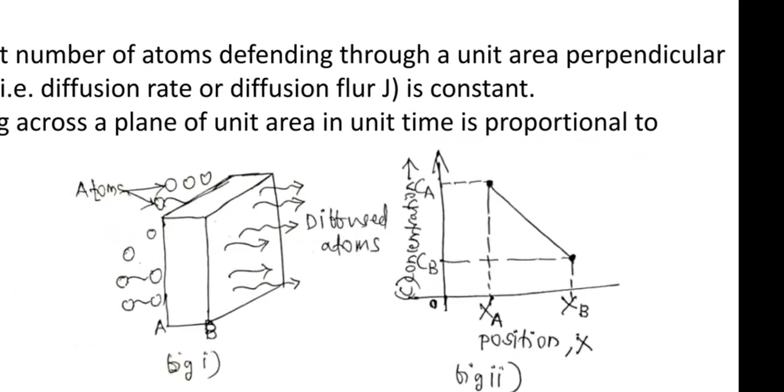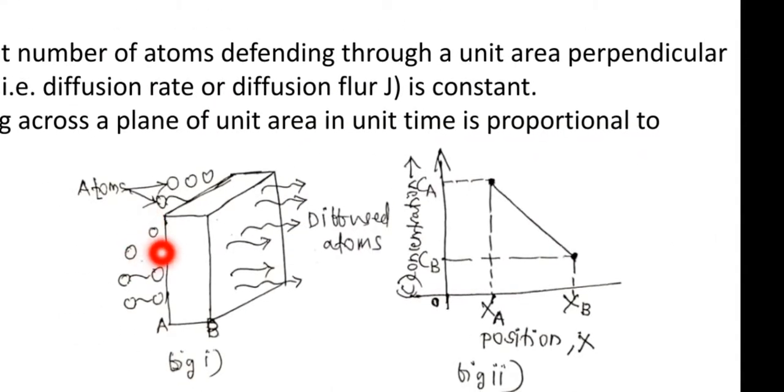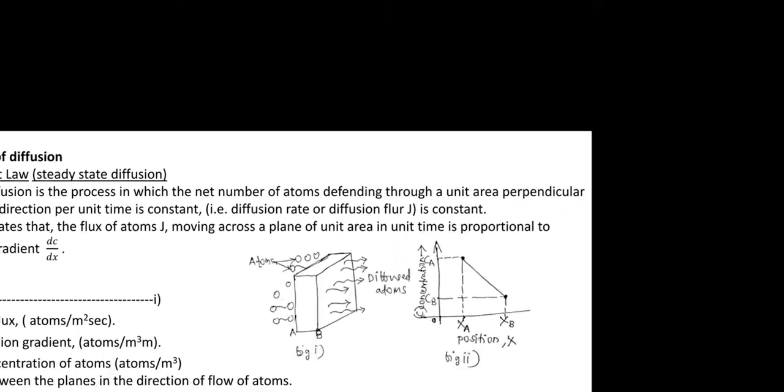You see this figure. These are the atoms diffusing through this unit area, which is perpendicular, in unit time. At the point A, Ca is the concentration, and at the point B, Cb is the concentration. Initially Ca is greater than Cb, and Xa is the initial distance, and Xb is the distance after the diffusion. So this is the first law.